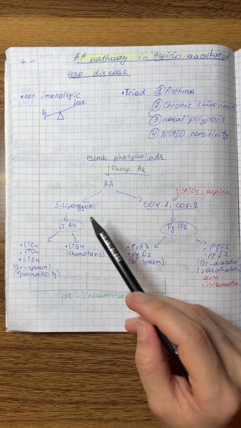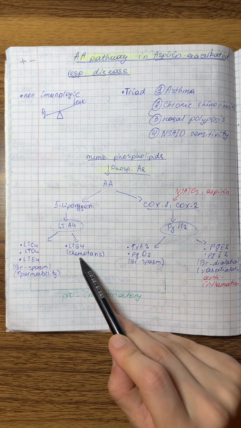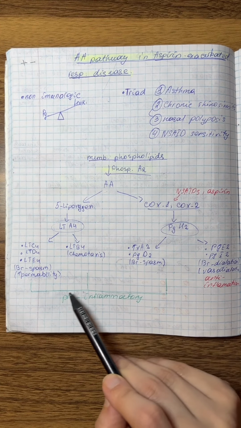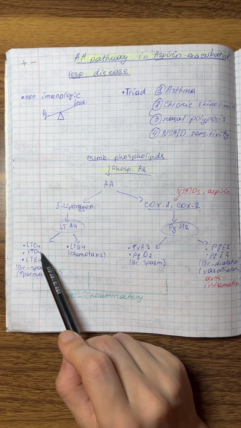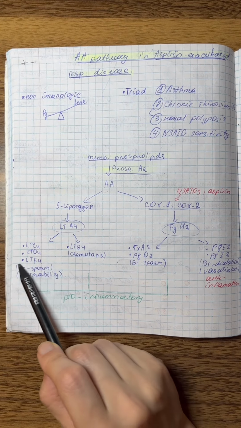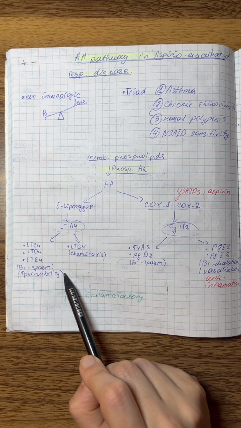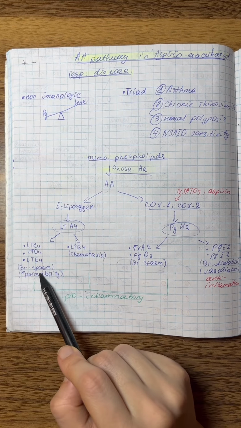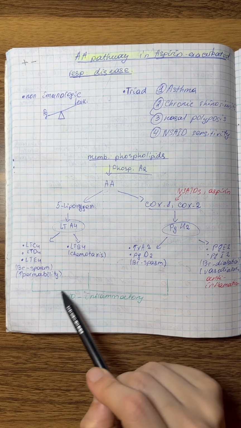Then it can become leukotriene B4, which does chemotaxis and is pro-inflammatory, or it can become leukotriene C4, D4, and E4, which cause bronchospasm and increase permeability. And these, C4, D4, E4, and B4, are all pro-inflammatory.